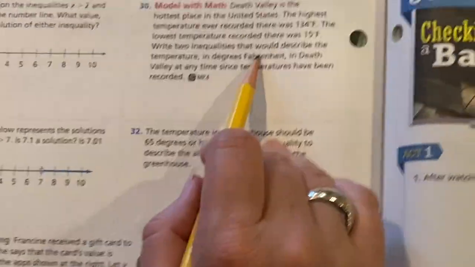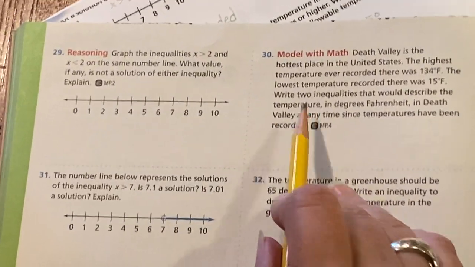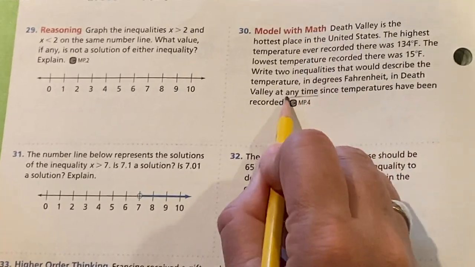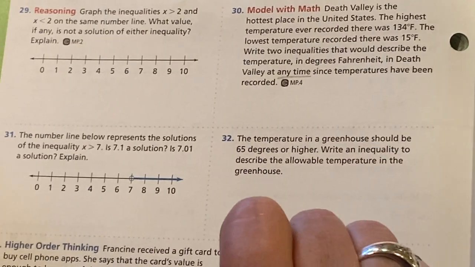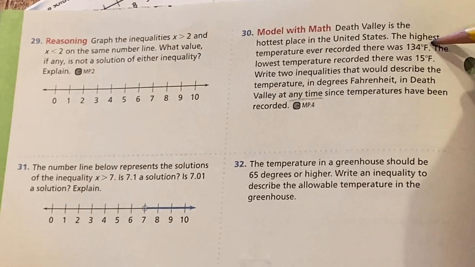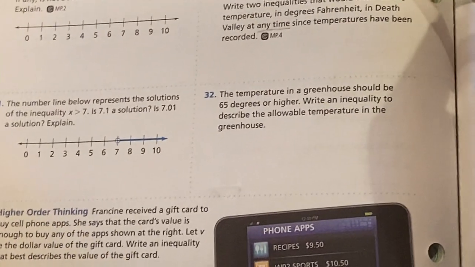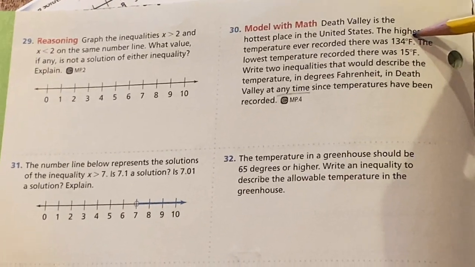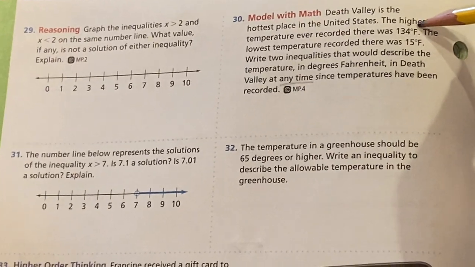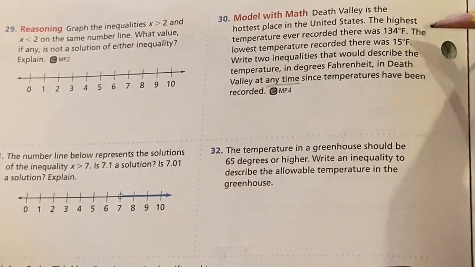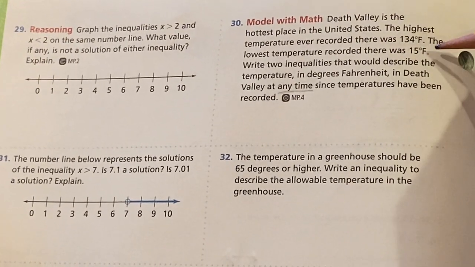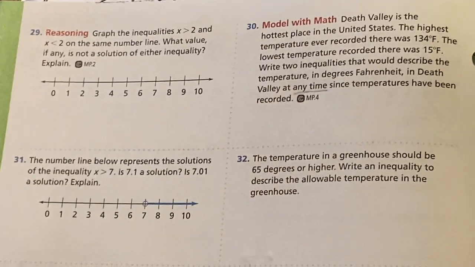Write two inequalities that would describe the temperature in degrees Fahrenheit in Death Valley at any time since temperatures have been recorded. So you've got a highest temperature. Another way that you could say that is 134 degrees Fahrenheit or lower. That's the highest, so that's going to be 134 degrees or less. And then the lowest was 15 degrees Fahrenheit, so you could say 15 or greater. Think about that when you're plotting your inequalities.